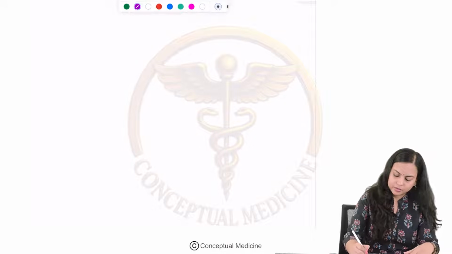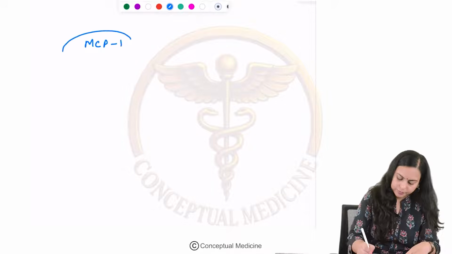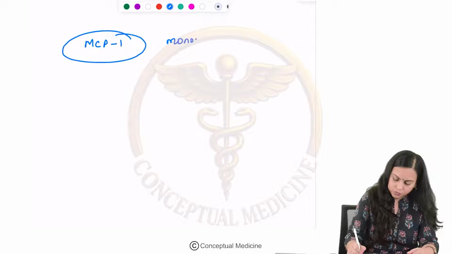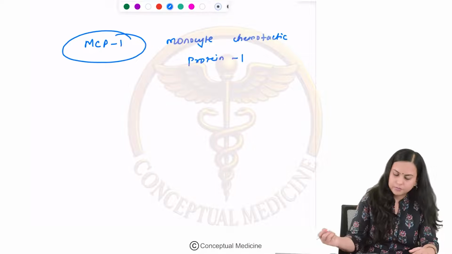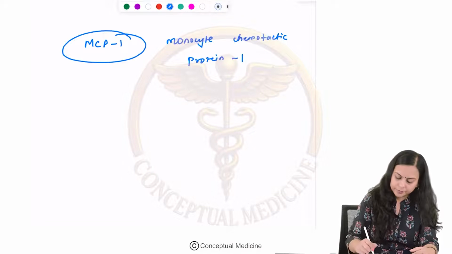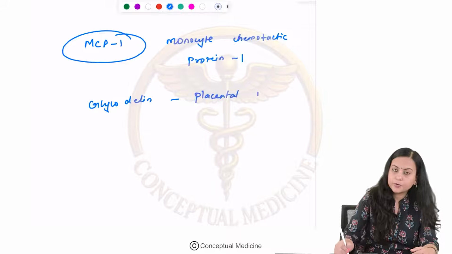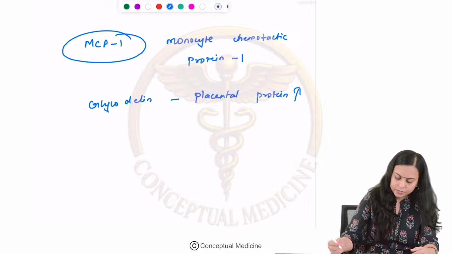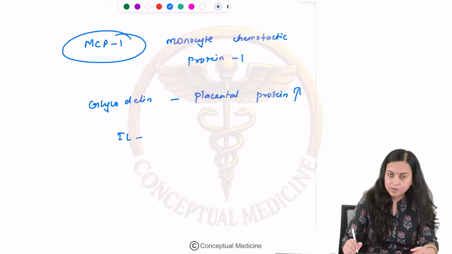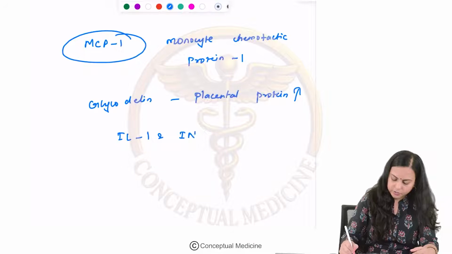There is another marker called MCP1, that is monocyte chemotactic protein 1, which will be increased in peritoneal fluid. Glycodelin, which is a placental protein, will also be elevated. And finally, the inflammatory markers like interleukin 1 and interferon gamma will also be elevated.